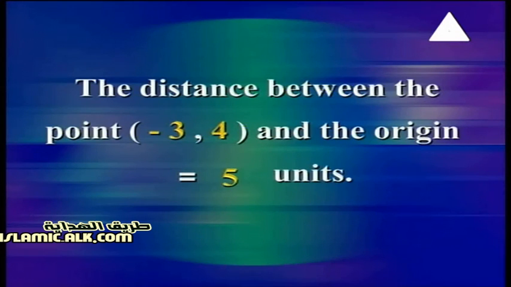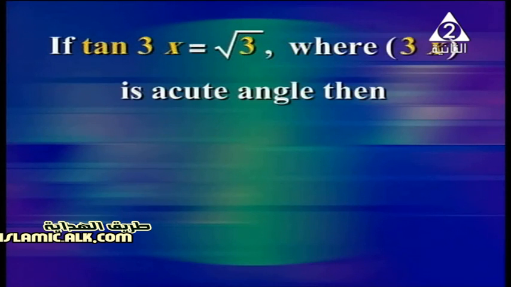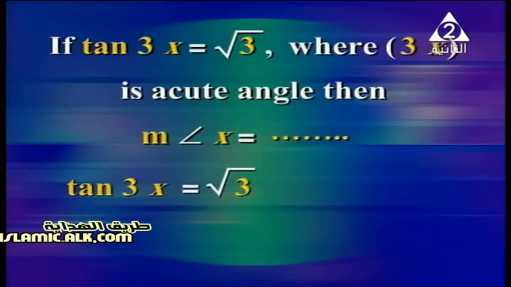Another example: if tan 3x equals the square root of 3, where 3x is an acute angle, then the measure of angle x equals what? At the very beginning, you are going to notice that tan 3x equals the square root of 3. Can you find the measure of 3x, which is the angle? Of course, yes. How? Do you remember? Yes, by using your calculators.